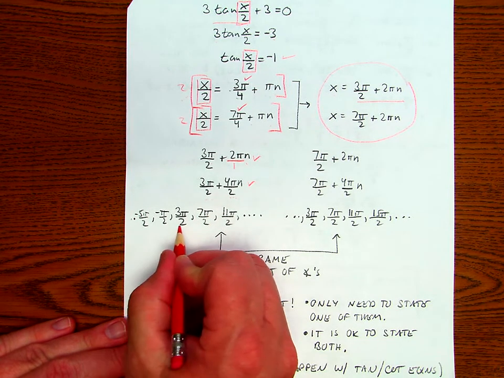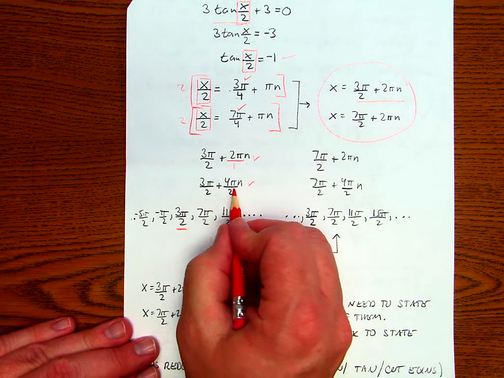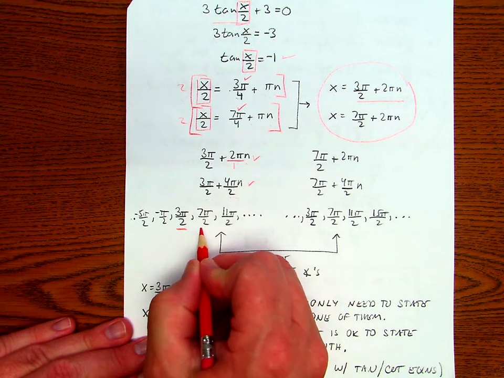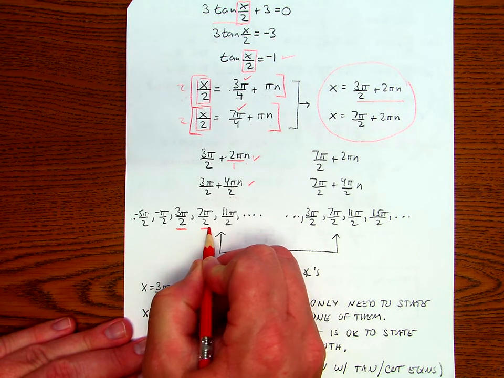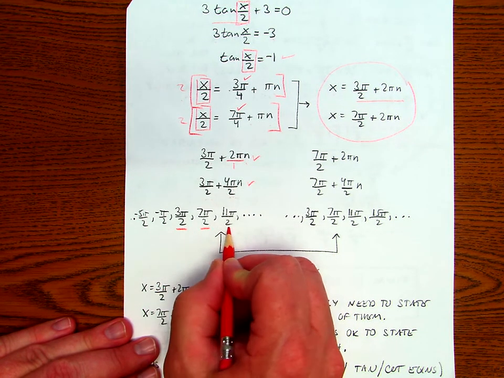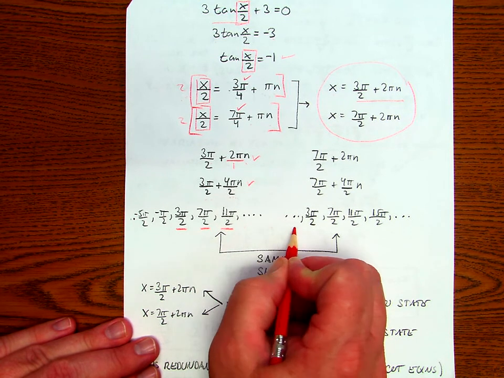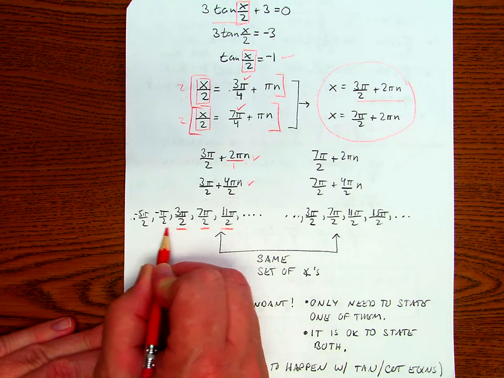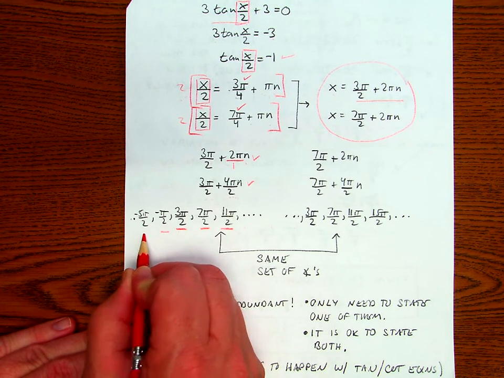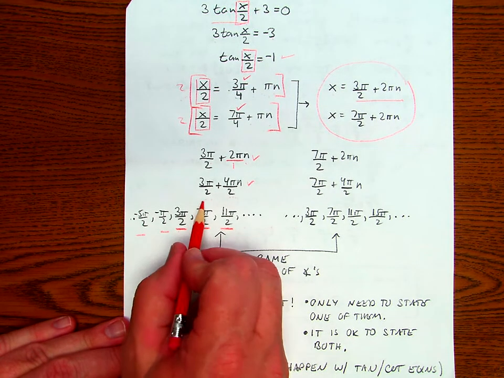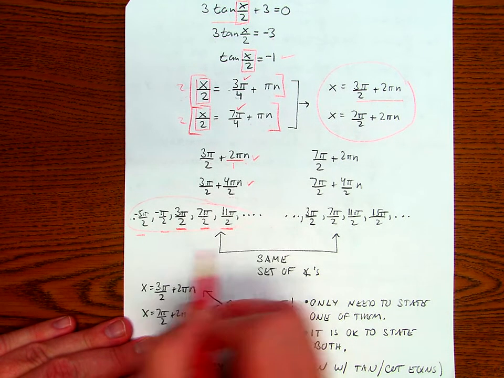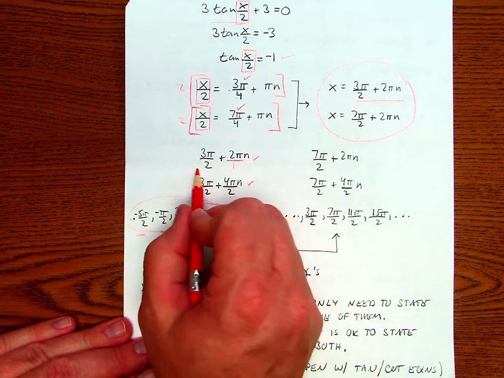So starting here, we're going to add 4 pi over 2. That gets you to here. Then you add another 4 pi over 2. That gets you to here. Add another 4 pi over 2. That gets you to here, etc. Going in reverse, subtracting 4 pi over 2, subtracting 4 pi over 2. So this list of angles is what's being described by that expression.